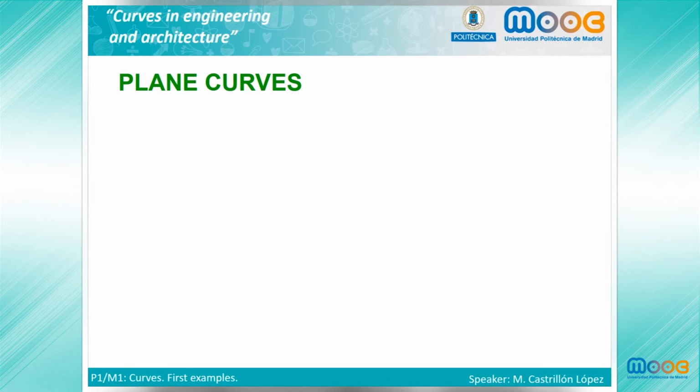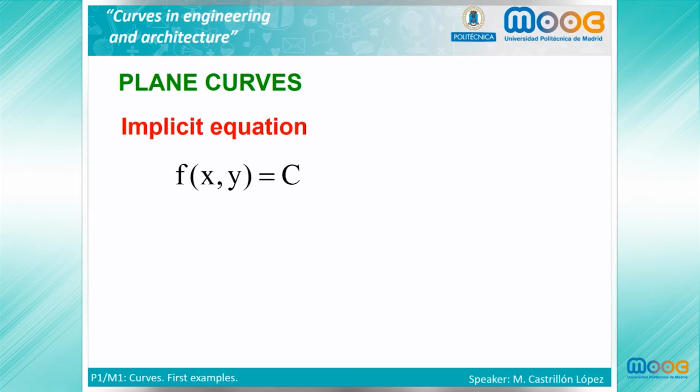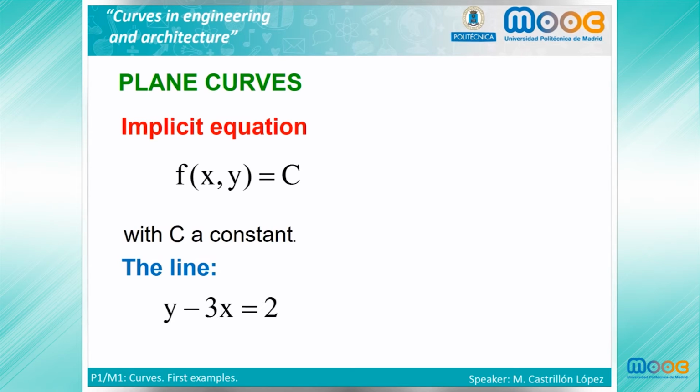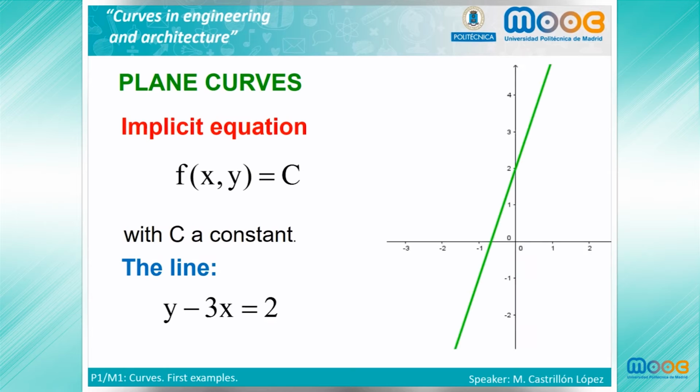We can generalize the previous situation considering the curves that are composed by the points of the plane satisfying certain condition. That condition between x and y defines an implicit function. Formally, we will have an equation f of x and y equals c, where c is a constant and f is certain continuous function of two variables. The most trivial example is again the line.